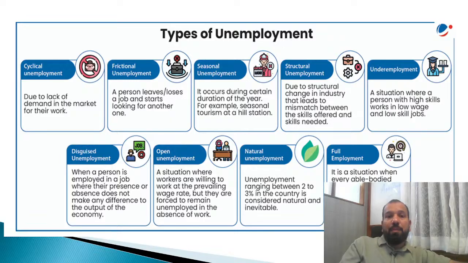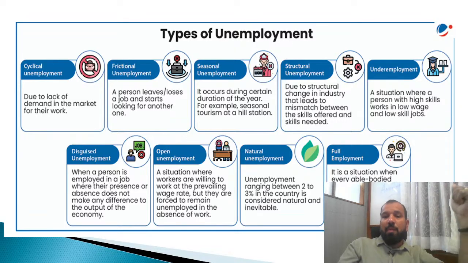Third is seasonal unemployment. This occurs during a certain duration of the year. For example, seasonal tourism at a hill station. There are many people who work in the tourism sector in the north Indian or south Indian parts of the country. What are the issues going on between India and Pakistan? All those people used to get employment during the summer season in Kashmir, but due to this India Pakistan war, or sometimes due to seasonal changes in winter or summer, like in Goa, people are crazy to go out during New Year's. This is called seasonal unemployment. You work for a certain specific period of time, then you become unemployed.